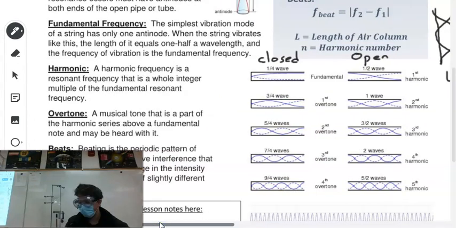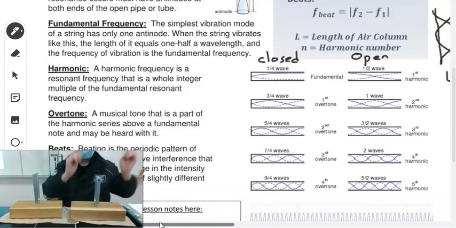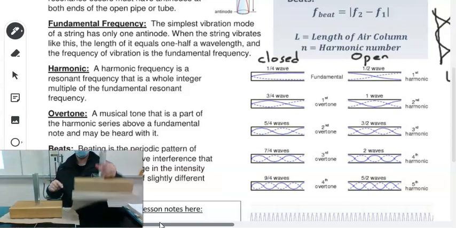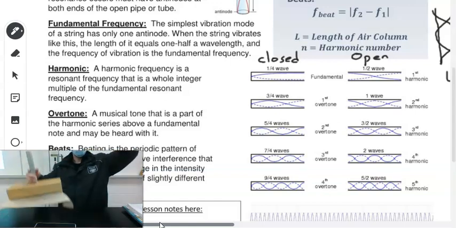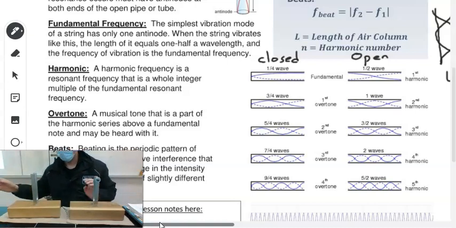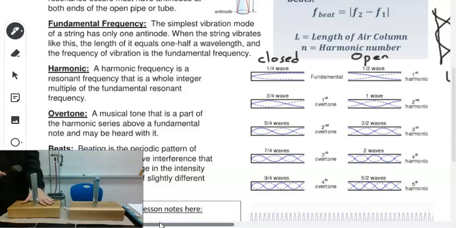Okay, next thing I want to talk about is beats. So I have a little demonstration here, which I used to show resonance before. But this time I've slightly altered the frequency of this one. So these two are no longer identical. Tell me what you hear when I ring them.